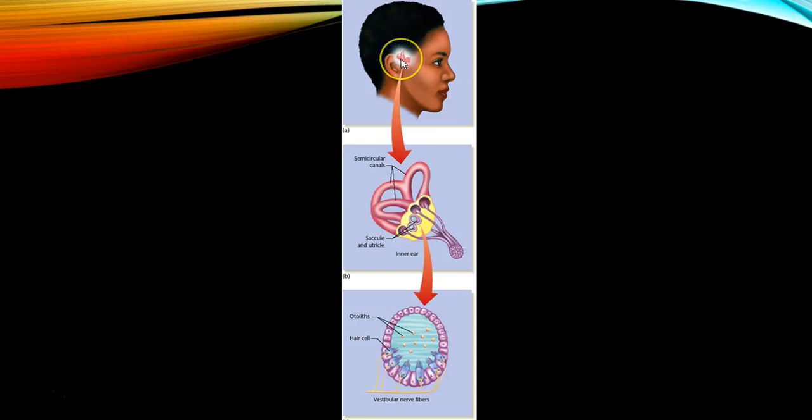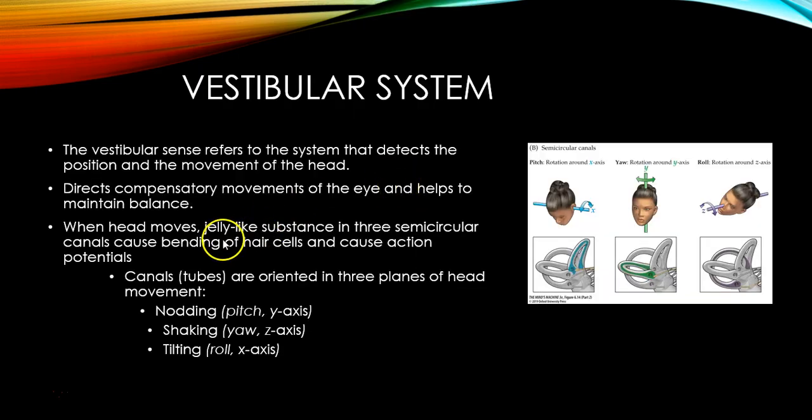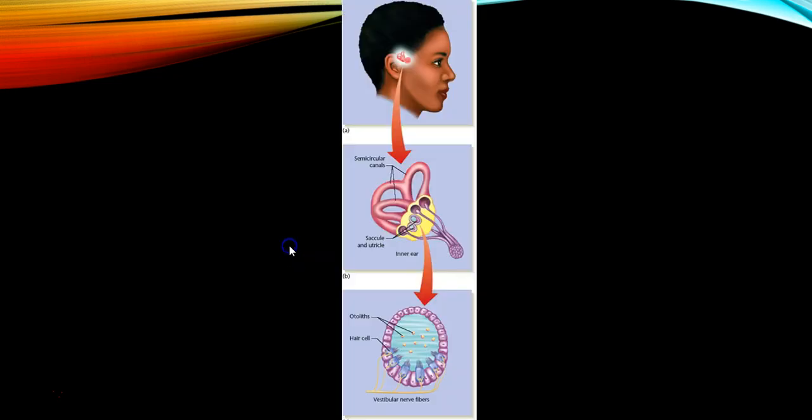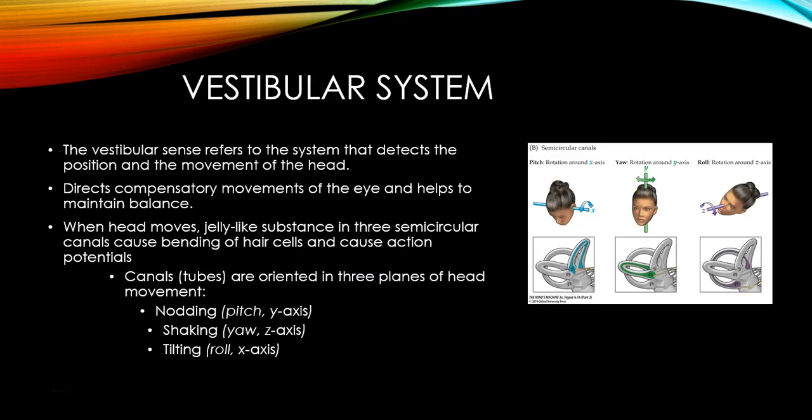Right in here, three semicircular canals, and they are filled with a jelly-like substance. And basically, they also cause bending of hair cells that cause action potentials. So taking basically movement of your head, and depending on the movement of your head, causing an action potential that our body and brain uses to help us maintain our balance. And so the canals are oriented in the three different planes of your head movement: nodding, shaking your head, and tilting of your head as well. So all three different ways you can move your head.